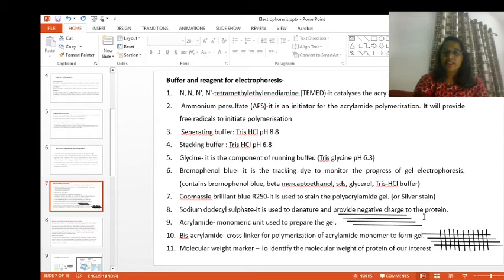It will form linear strands, and bisacrylamide forms the crosslinks between these linear strands. Now we can see a mesh-like structure. In this mesh-like structure, the protein will be trapped and will move only based on its molecular weight. And to analyze the molecular weight of the protein, we usually have a ready-made molecular weight marker.